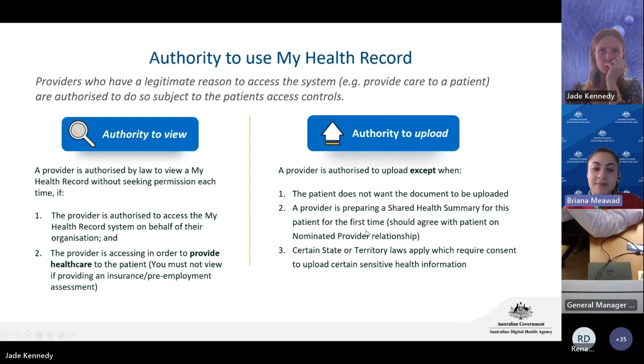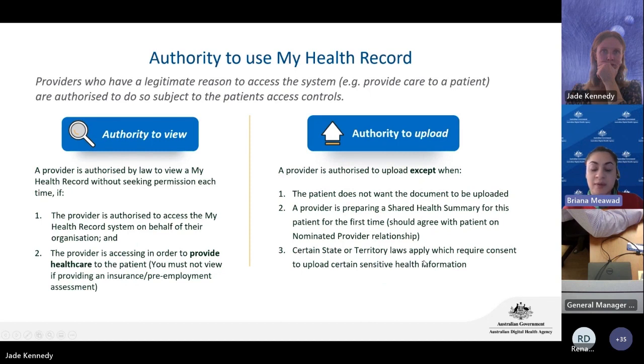Now, this is stipulated in the legislation that Jade talked about when it comes to who in the organisation is allowed to use My Health Record and when it is appropriate, like in instances when My Health Record use is appropriate versus when My Health Record use is not appropriate. And so this all comes down to the authority to view. Now, authority to view is basically defined in two ways.